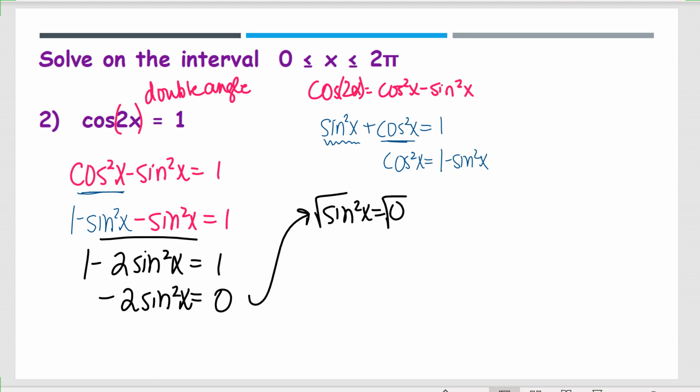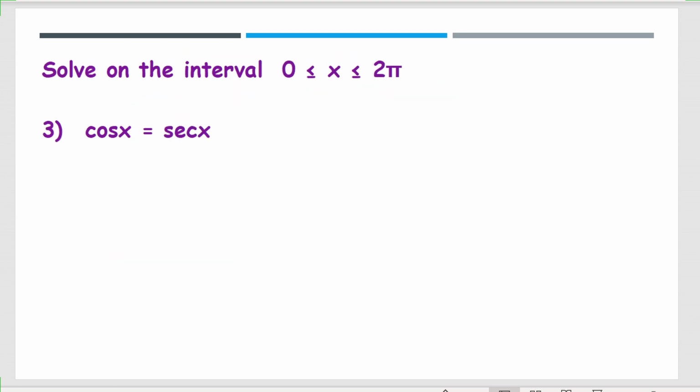And when we take the square root, yes, we're supposed to get positive and negative values, but the square root of 0 is 0. So we just have sine of x equaling 0. Now, we've already solved for that. We know that the y value equals 0 at 0, pi, and 2 pi. Okay, so that was good work using two different identities and having to take a square root. Yay us. All right, let's try number 3.